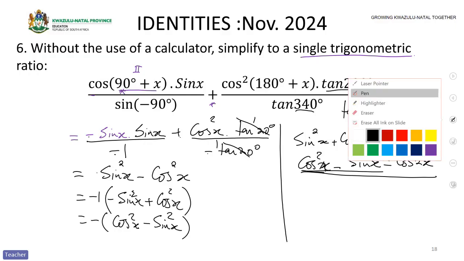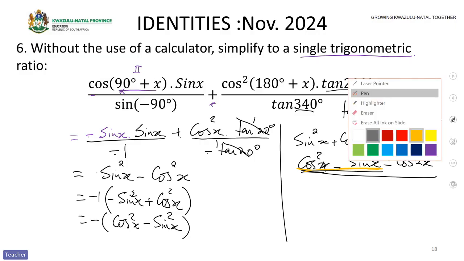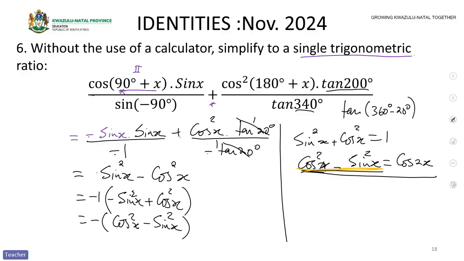What then does it mean? It can now define the double angle identity because it is in that fashion. So therefore, we can make our conclusion to say, since it is in that manner, it's going to be negative cos 2x. Now it is simplified as a single trig ratio. So that's how easy we could have done that one.